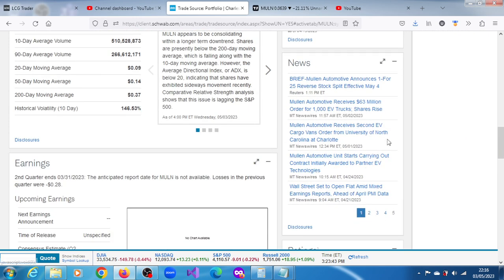We also saw yesterday that the company received $63 million worth of orders for 1,000 EV trucks. Did the shares really rise that much yesterday? But in any case, that's what's going on. So the shares appear to be consolidating within a longer term downtrend.